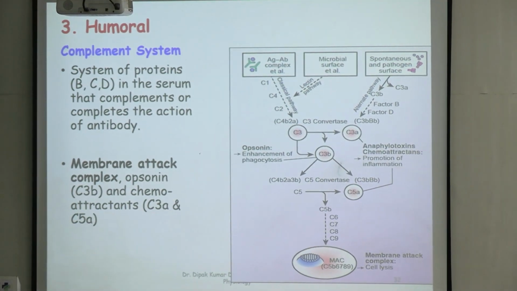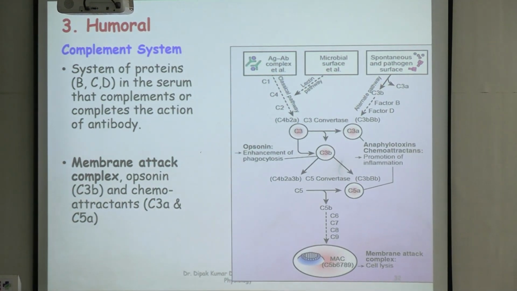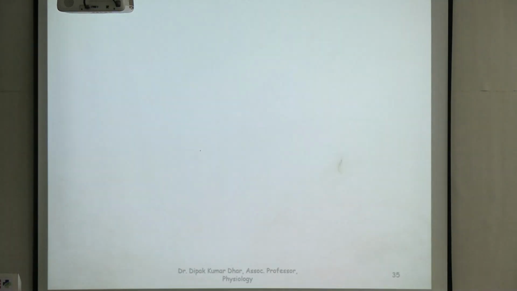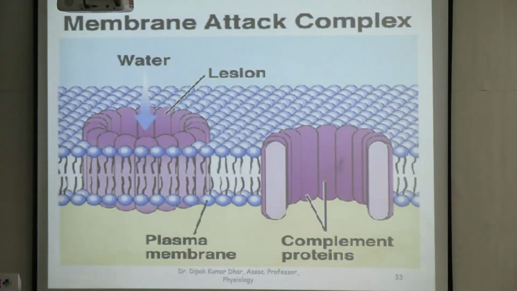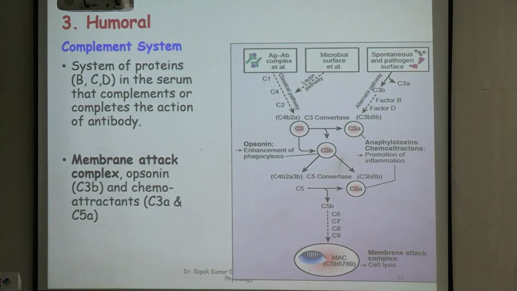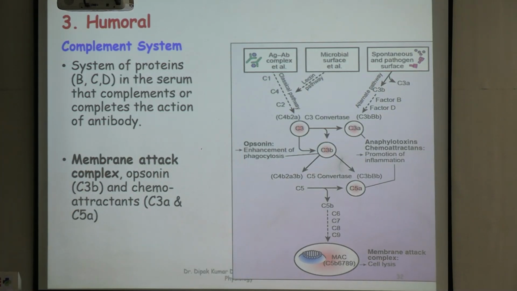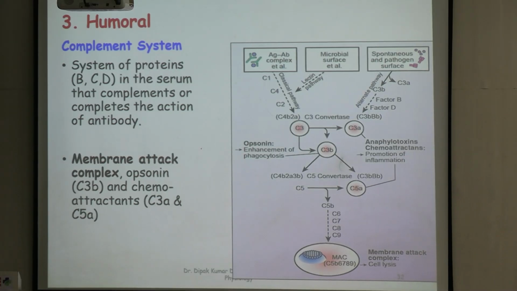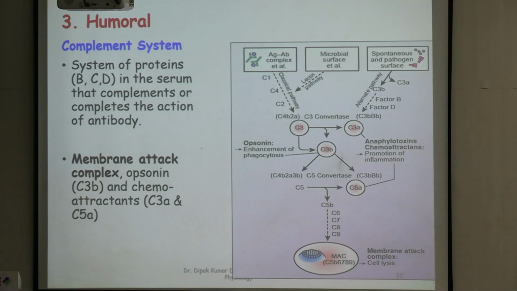So moving on to the humoral components of the immune system. Humoral components, we have complement and we have interferons, two things. We are still in the innate immune system, remember, right? The complement system is a system of proteins which are present in the body, with components like B, C, D, and these have various subdivisions.